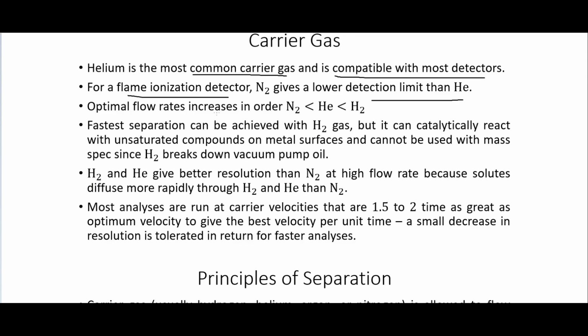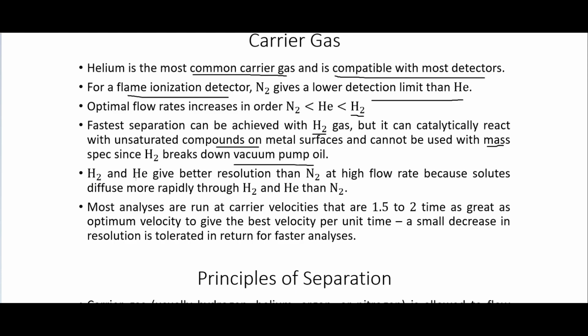Optimal flow rate increases with this, so we oftentimes use hydrogen that has optimal flow rate. The fastest separation can be achieved with the H2 gas, but it can catalytically react with unsaturated compounds, so it's not always the best one to use, and it's also not good if we use mass spec with it because it can break down the vacuum pump.